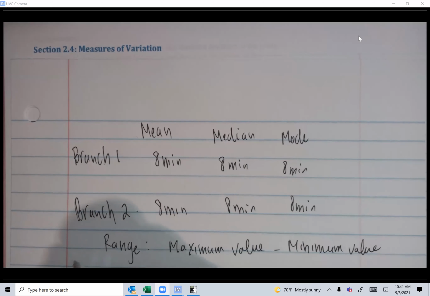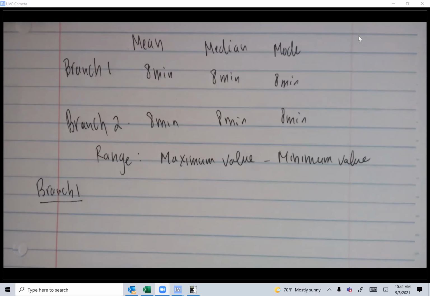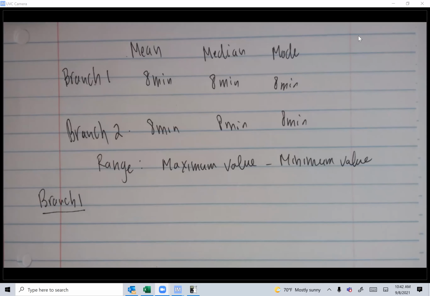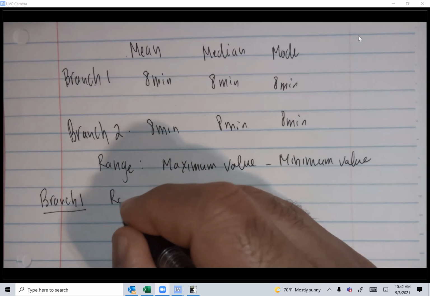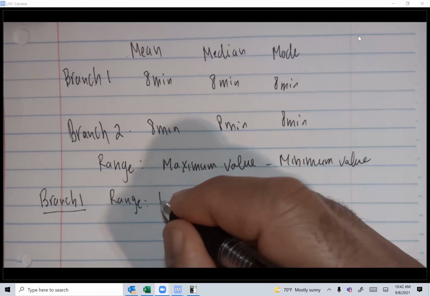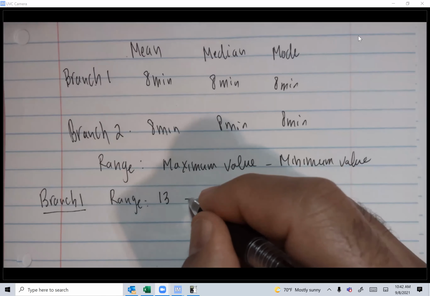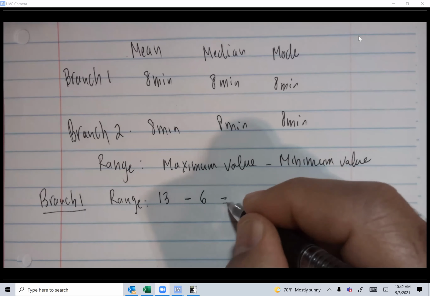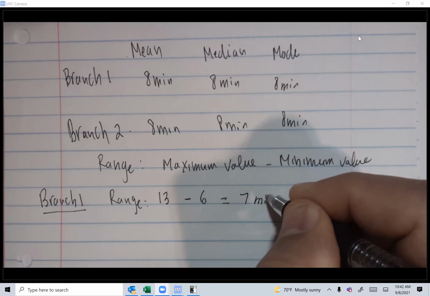So we go to branch 1. We have data from branch 1. The students collected data from branch 1. We will find the range from branch 1. So we'll ask the students, what was the lowest value and what was the largest value? So for the range from branch 1, the students will tell us that the largest value was 13 minutes and the lowest value was 6 minutes. So the range will be 7 minutes.